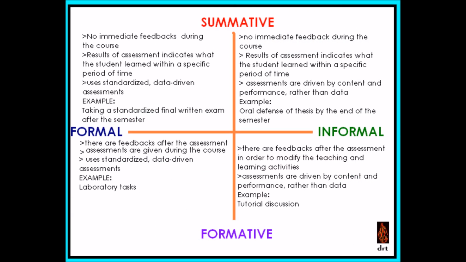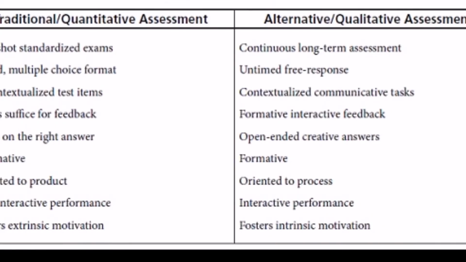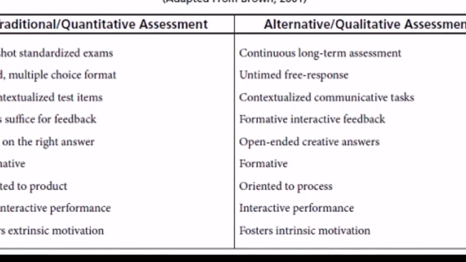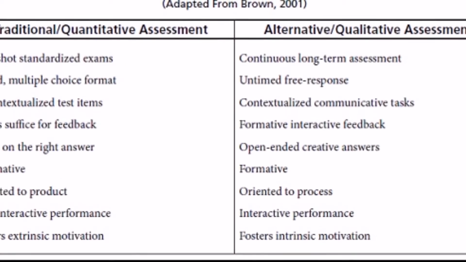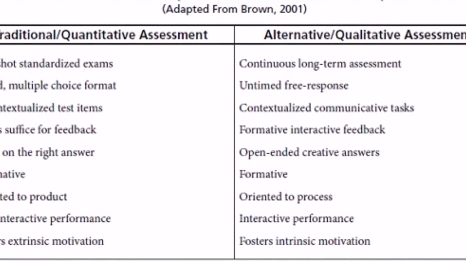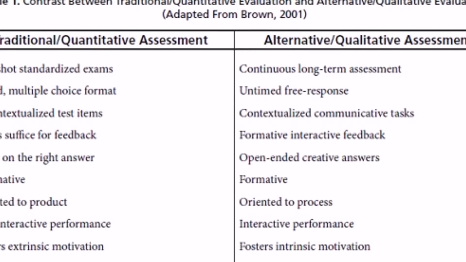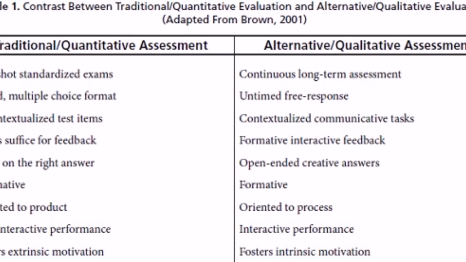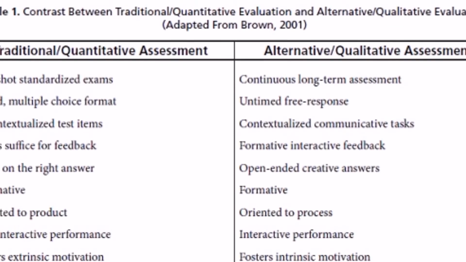In this cross chart, we can identify the main points explaining the principal characteristics of the assessment as formal, summative, informal, and formal. Comparative chart. Next, we can contrast between traditional quantitative evaluation and alternative qualitative evaluation. This information is adapted from Brown. So what are the main points for traditional quantitative and the main points for alternative qualitative assessment?